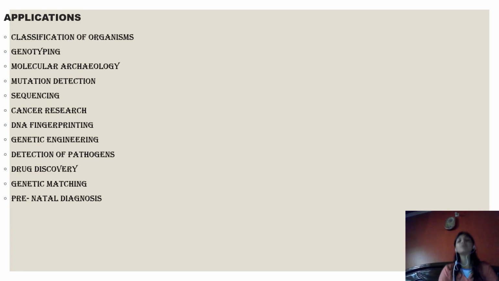If we move towards the applications, whenever we perform any experiment, it should have some importance, some applications. So if we talk about the applications, we use PCR for the classification of organisms, for genotyping, mutation detection, sequencing, cancer research, even for DNA fingerprinting, and even for drug discovery.